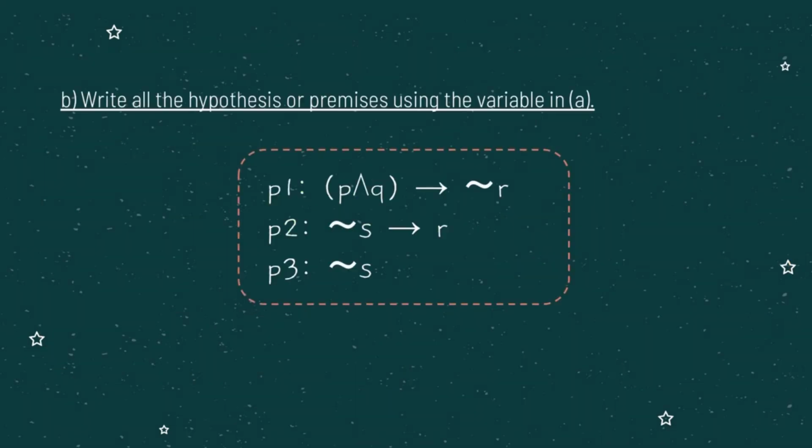Okay, B, we need to write the premises using the primary statements here. So we have P1: P and Q implies negation R, P and Q because Alia and Auni. Then P2, we have negation S implies R. And P3 as negation S.